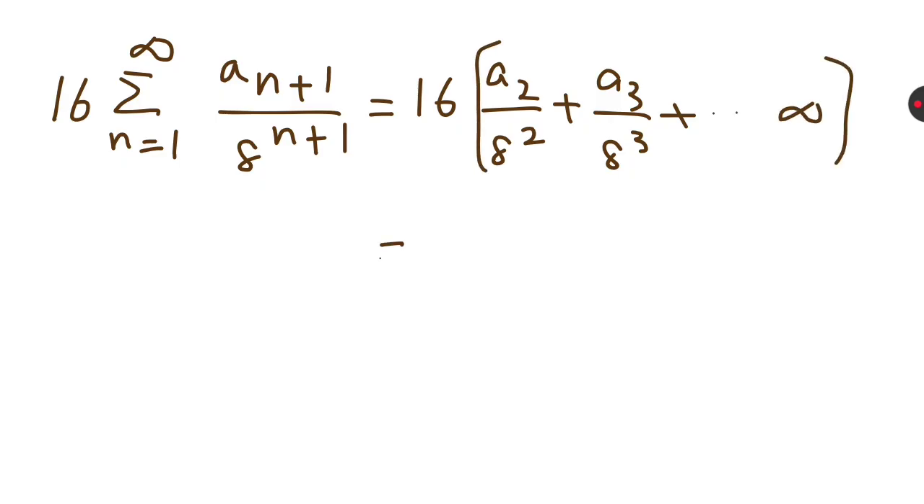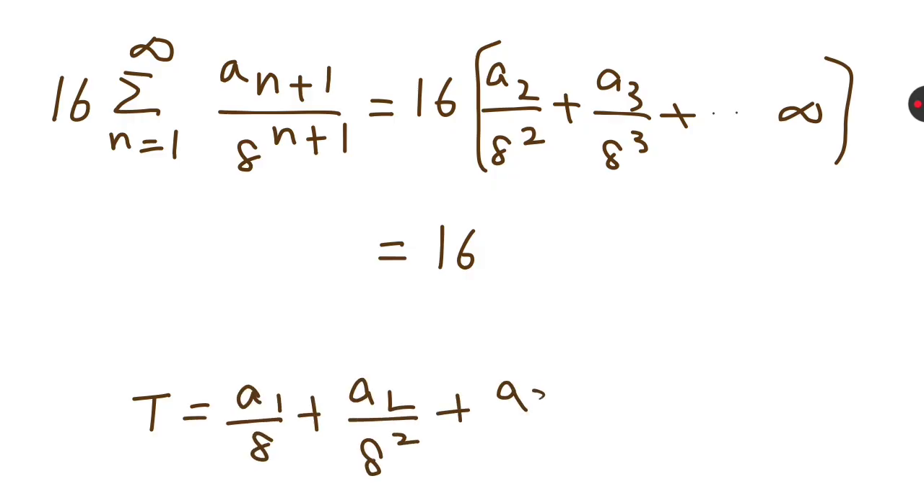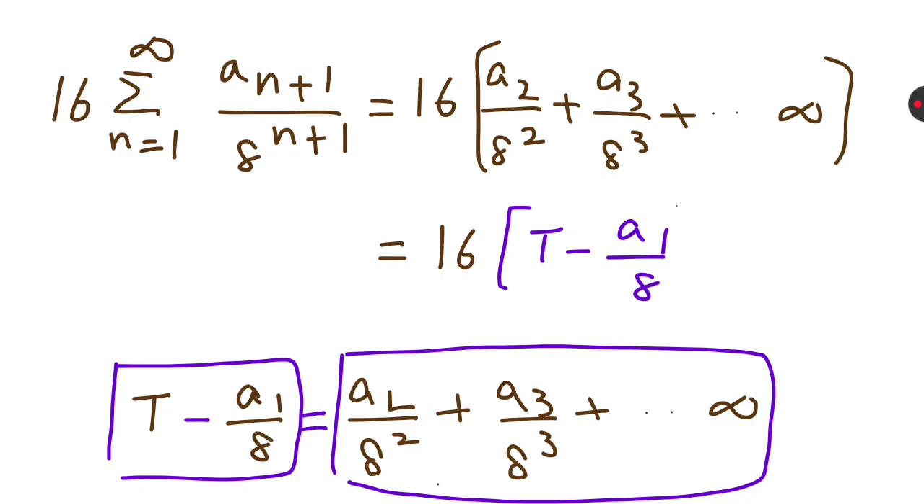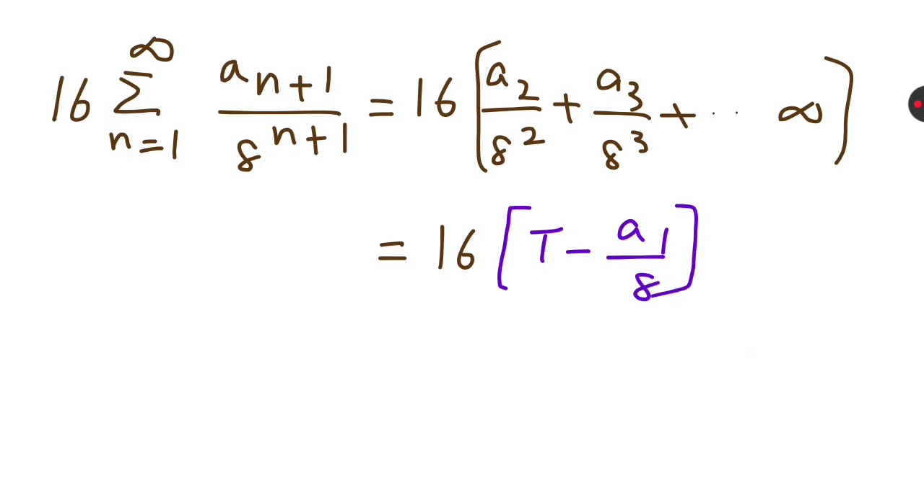Now this one also we write in terms of T. What is our T? T is a1 over 8, a2 over 8 power 2, a3 over 8 power 3, and so on to infinity. So here we have starting from a2. Here we have a2. So that means this series we can write as T minus a1 over 8. That is equal to this series, isn't it? So this series, if you want to write in terms of T, is T minus a1 over 8. So let's write here T minus a1 over 8. So that is the right hand side first term.